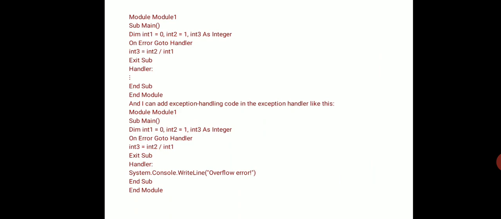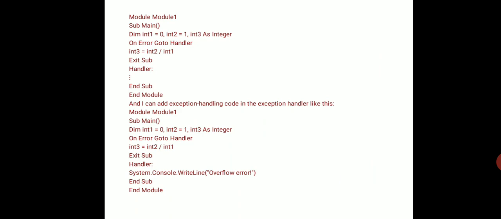See here the exception handling code, the exception handler: on error go to handler, int 3 equal to int 2 divided by int 1, exit sub, handler, system.console.writeline overflow error. See, here the handler will just print overflow error. So what is the error? The error line is int 3 equal to int 2 divided by int 1.